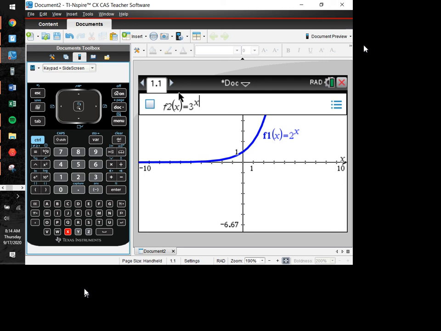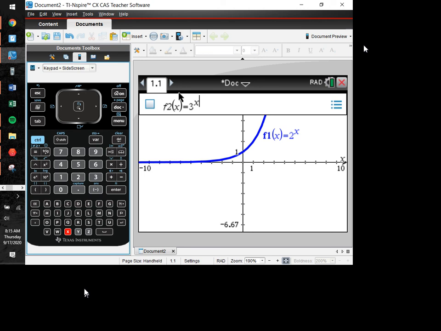But when you go in the other direction, to the left of the origin, when you let x become a negative number, let's think about that. 2 to the -1st power we said was 1/2. 3 to the -1st power is going to be 1/3, which is actually less than 1/2.